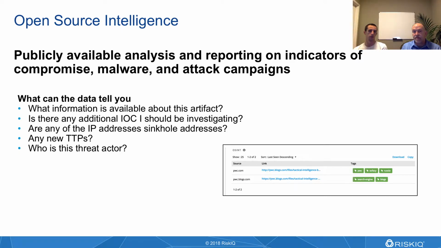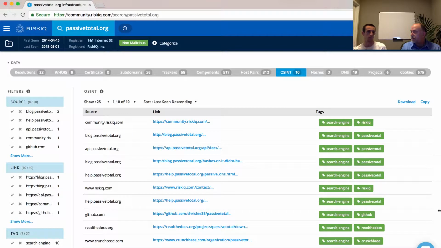The trick behind OSINT in our case is that we actually have a custom Google search engine that is being used to search for a subset of security-based websites and other parts of the open web. When you're running queries on community.riskiq.com, in this case for passivetotal.org, we are then putting that query inside of our Google custom search engine and sending the results back to you inside of the interface. Within the OSINT tab, we're going to get the source, a direct link, and then tags associated with the information that we were able to collect.